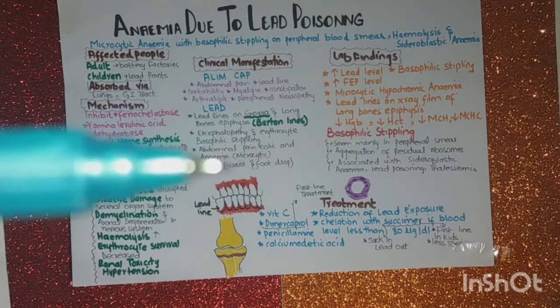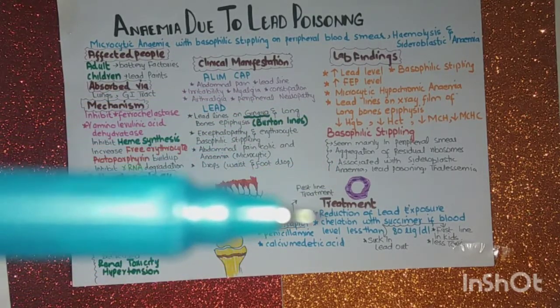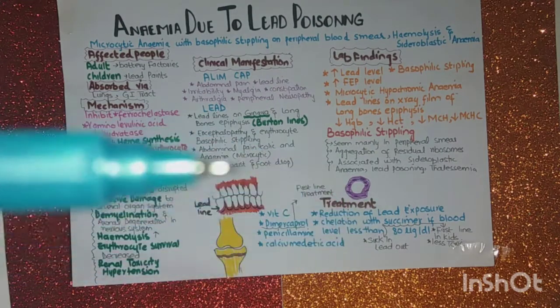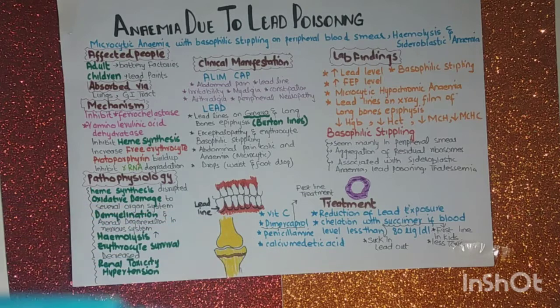And how will you treat it? First line drug is dimercaprol, and in children the first line is succimer, which is less toxic. Also you can give vitamin C, penicillamine and calcium EDTA, and reduce the exposure to lead.